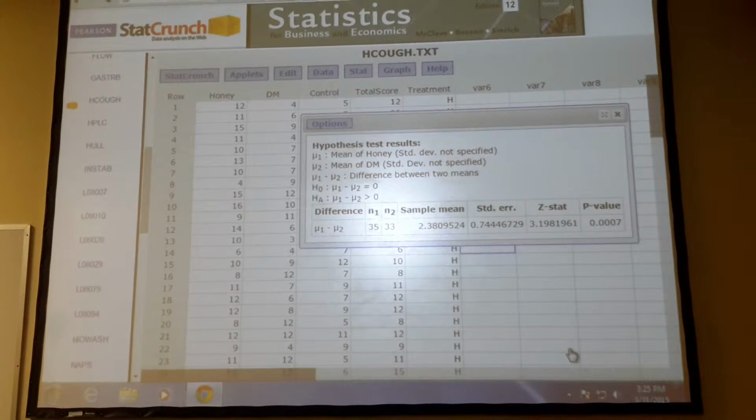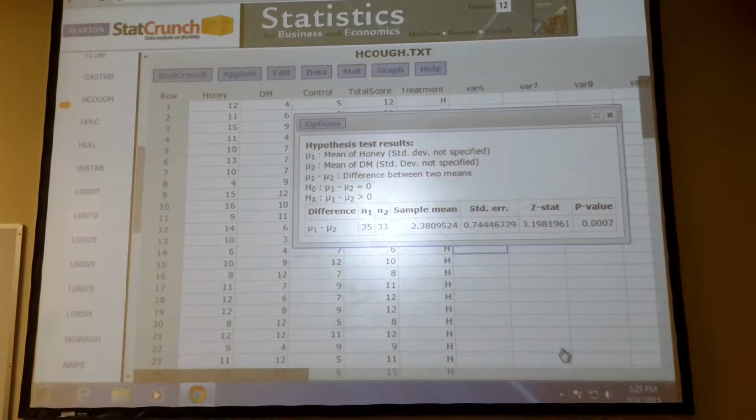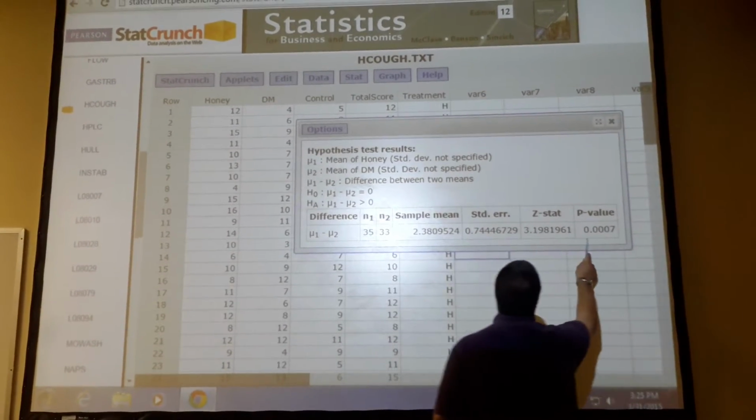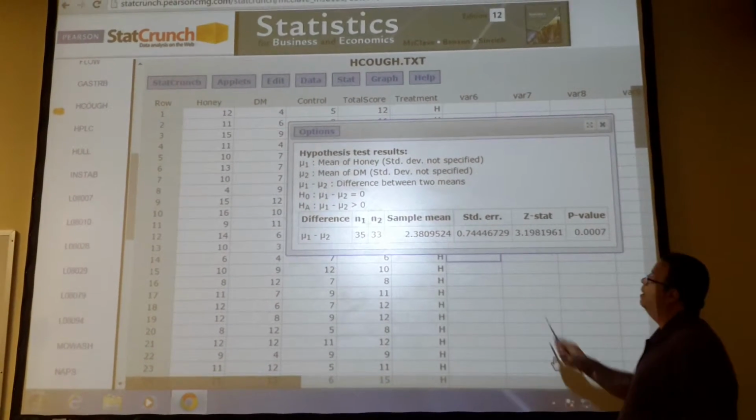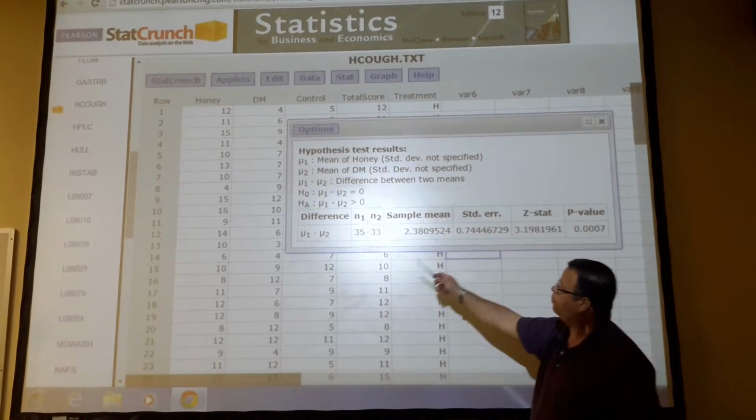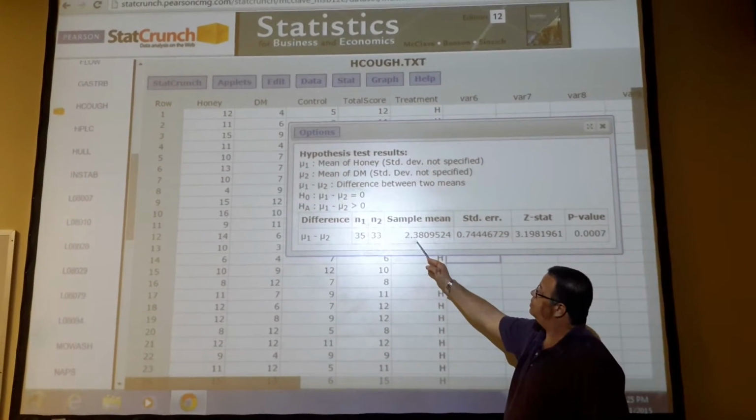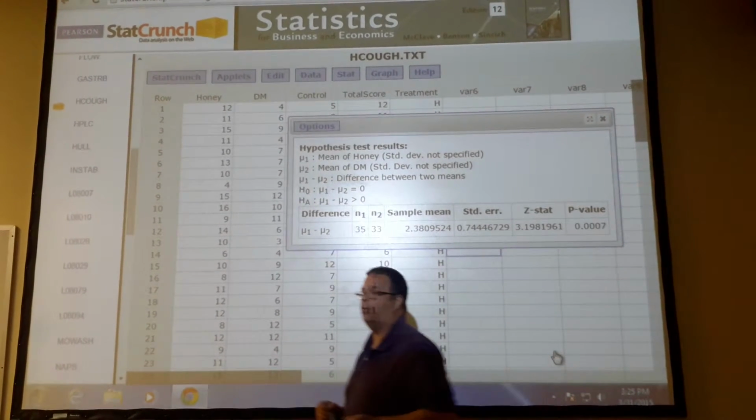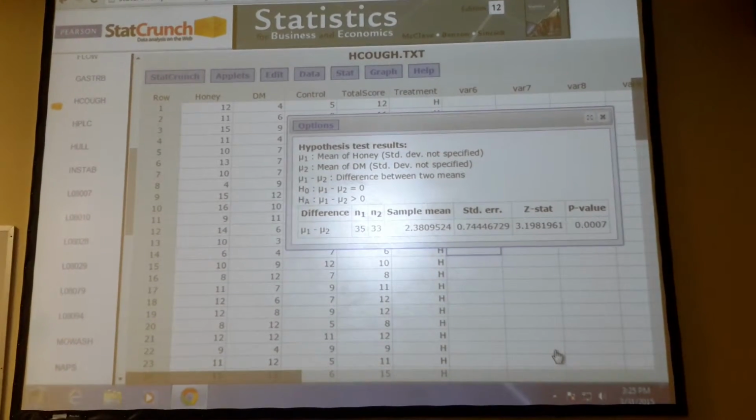We'll click compute to run our test, and we can see that there is a significant difference here. We can reject the null because we have a p-value of 0.0007, which is less than 0.05. The sample mean that it shows us here is actually the mean difference, the mean from group 1 minus the mean from group 2. So this is saying that the improvement in the symptoms was about 2.4 points higher for the honey group than for the cough syrup group.